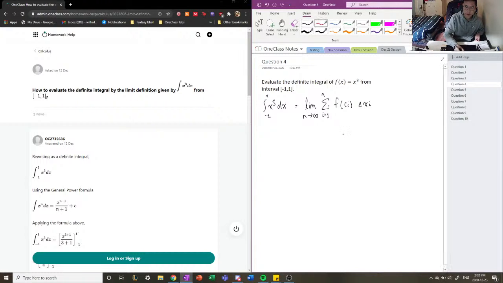So ci is calculated by the right-hand values, and I'll get into what this all means. And delta xi equals b minus a divided by n.